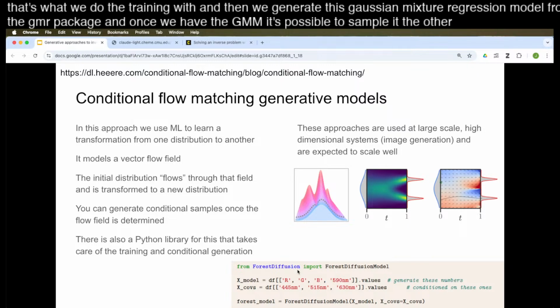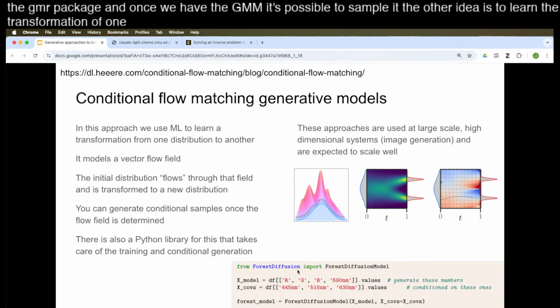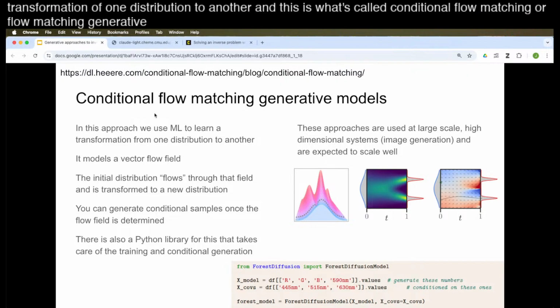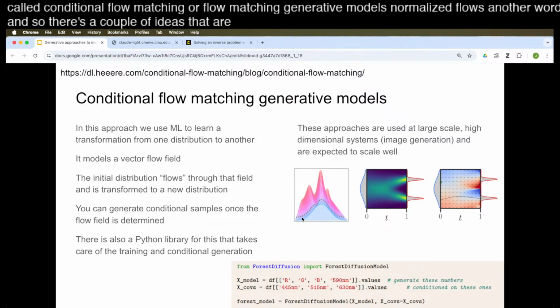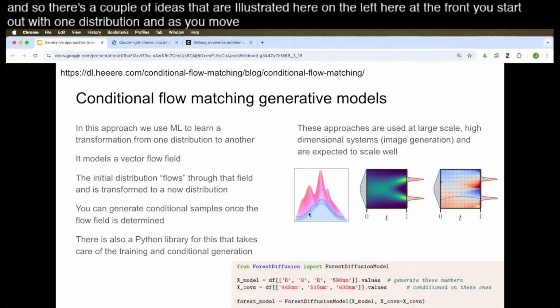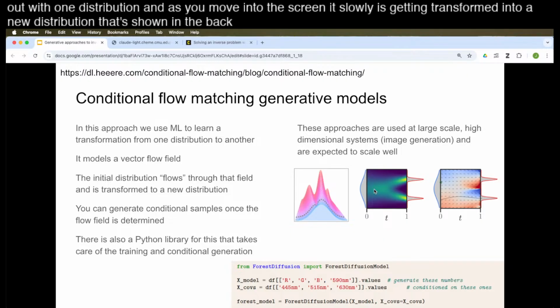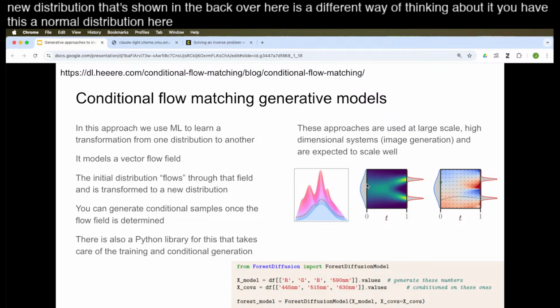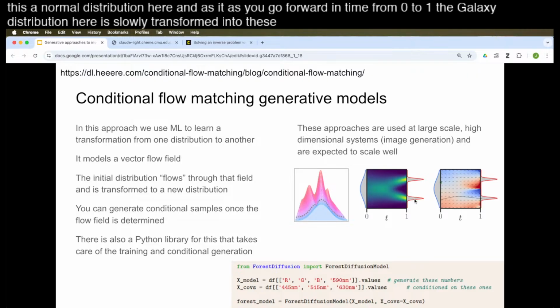The other idea is to learn the transformation of one distribution to another. And this is what's called conditional flow matching or flow matching generative models. Normalized flow is another word. And so there's a couple of ideas that are illustrated here on the left. At the front, you start out with one distribution, and as you move into the screen, it slowly is getting transformed into a new distribution that's shown in the back. Over here is a different way of thinking about it. You have this, say, normal distribution here, and as you go forward in time from 0 to 1, the Gaussian distribution here is slowly transformed into these two peaks as an output distribution.